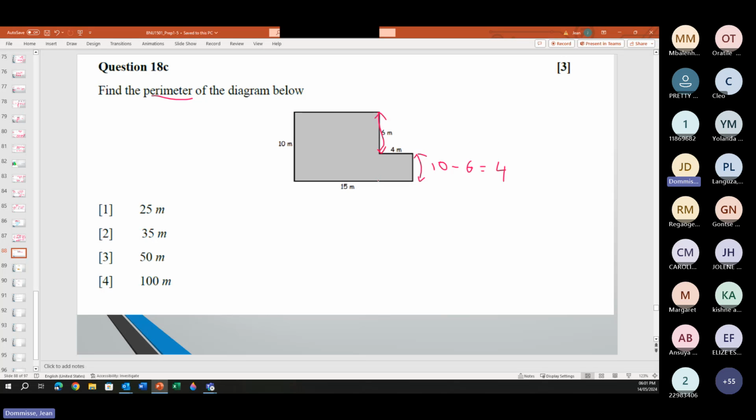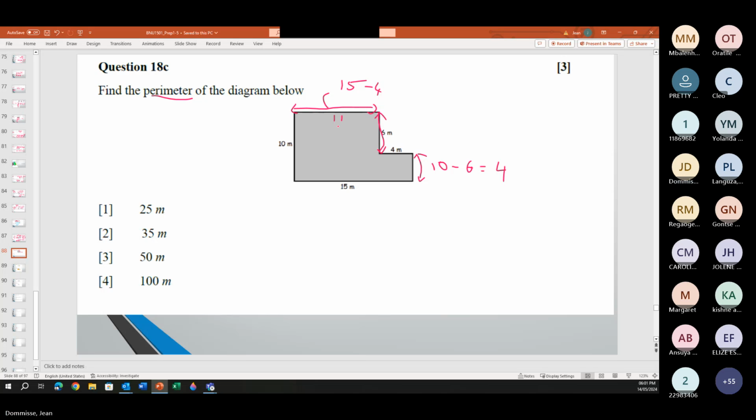And now we look at the top. If that is 15, and that is 4, this part is 15 minus 4. So 15 minus 4 will be 11. And 10 minus 6 will be 4.